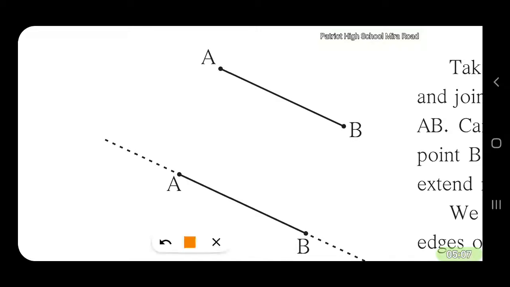Here we have segment AB. It is limited from this point A up to point B. You can measure the distance. But line AB extends to both the ends, to the left and to the right. So it has no end. So line AB is very, very big.